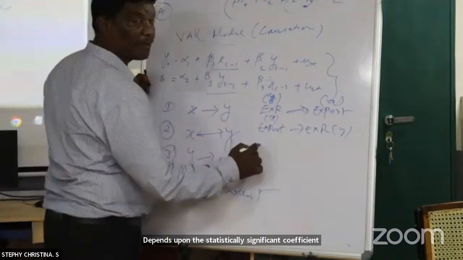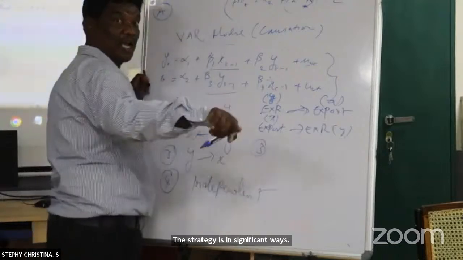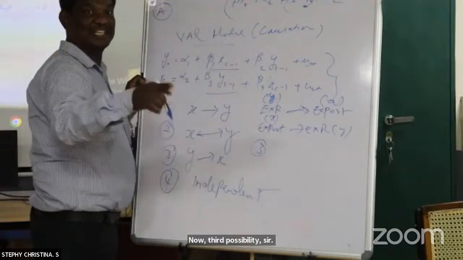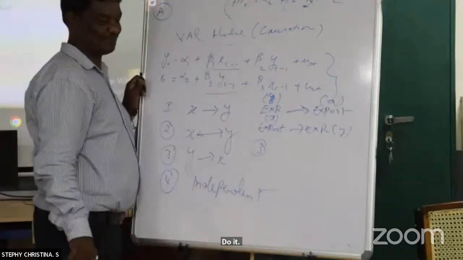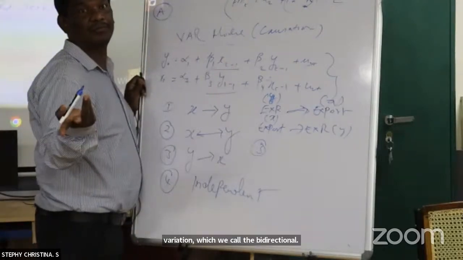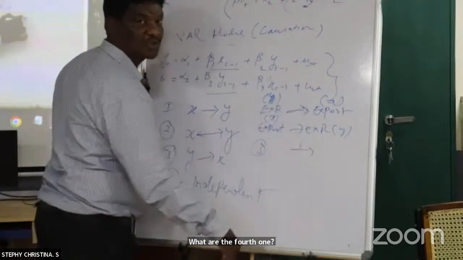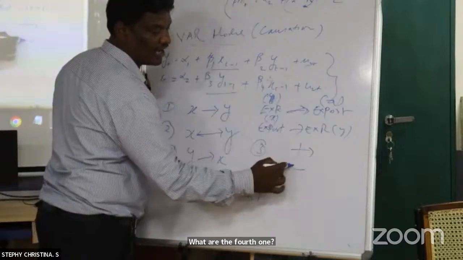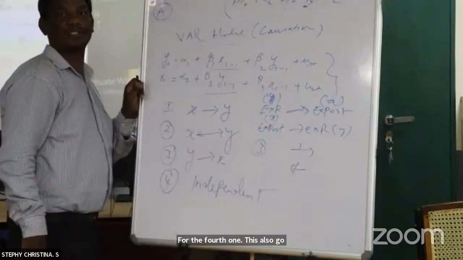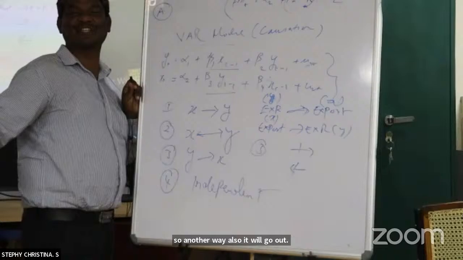Now, the third possibility is two-way, which we call bidirectional. What is the fourth one? Neither direction holds, so there is no relationship, they are independent of each other.